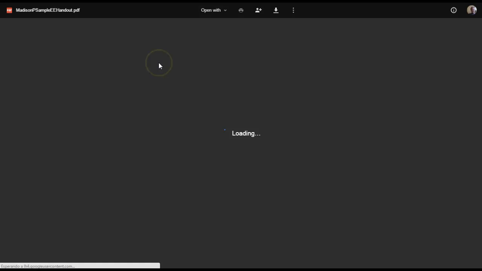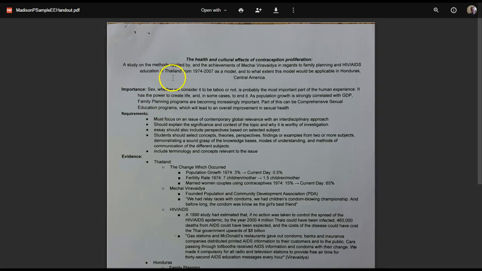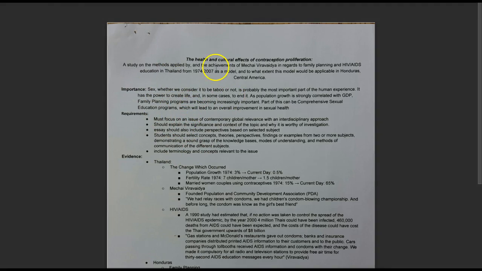And again, back here on the extended essay presentation page, the links for the handouts are over here. So you click on the single page handout. It goes to one from a senior of 2015. She did a wonderful job.